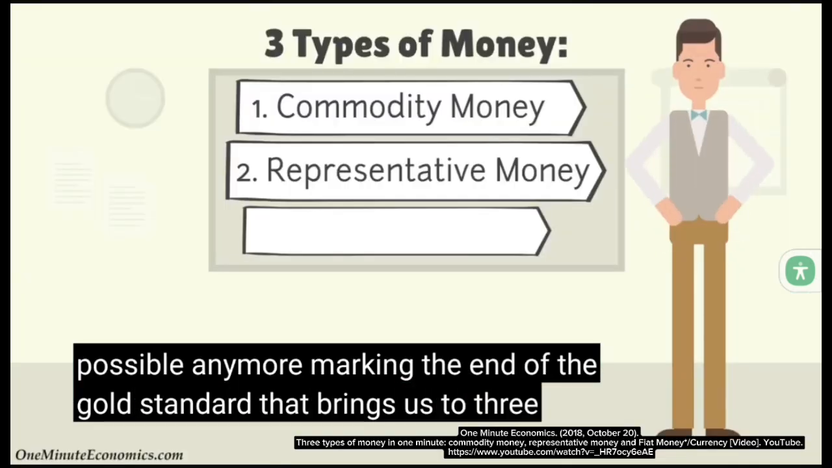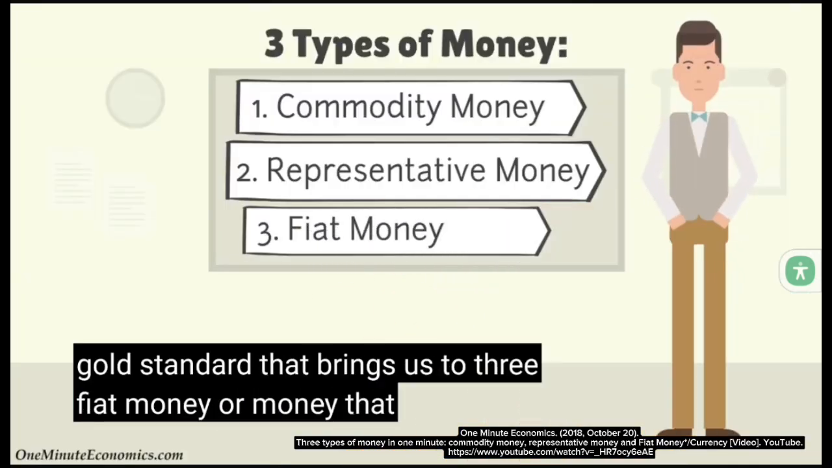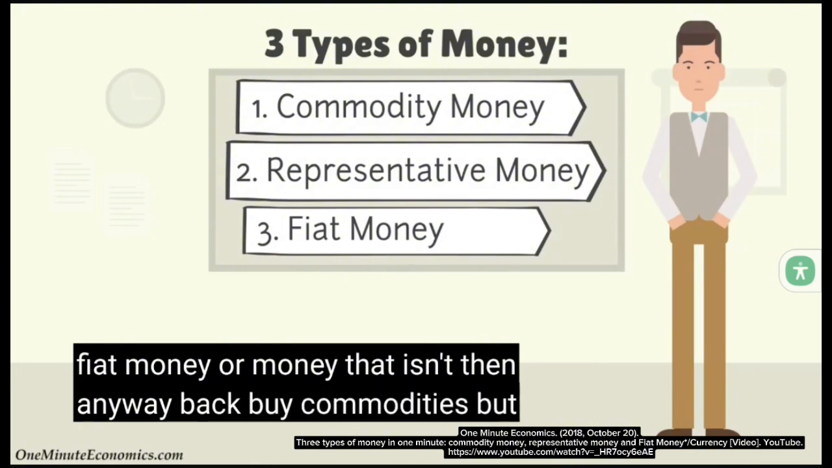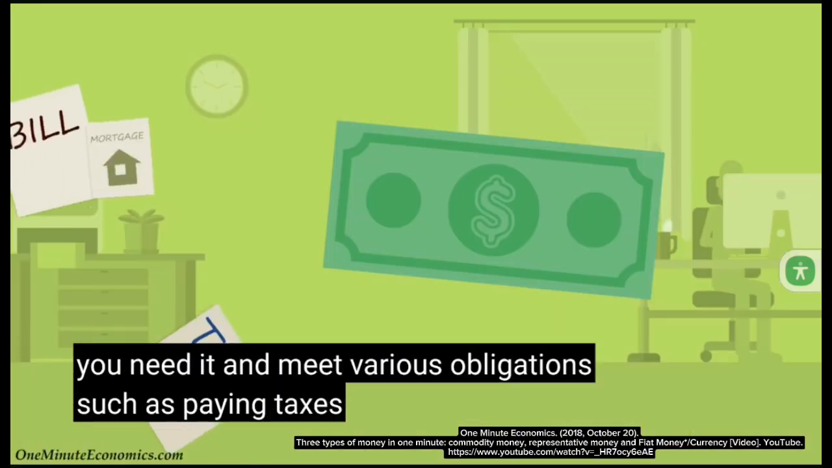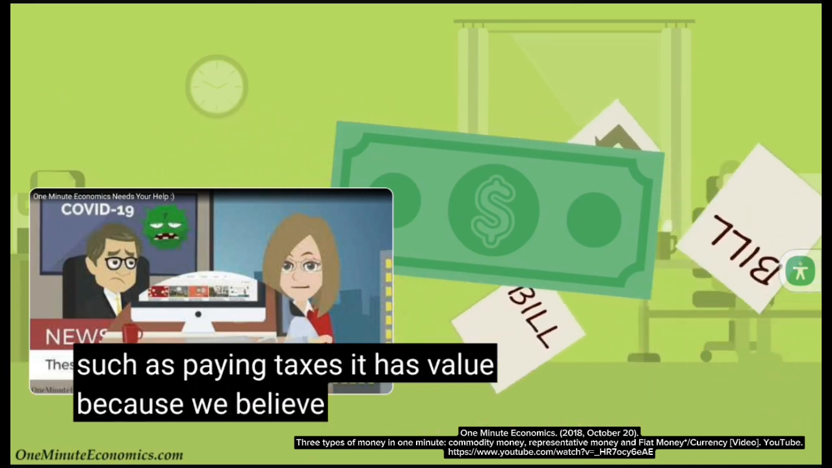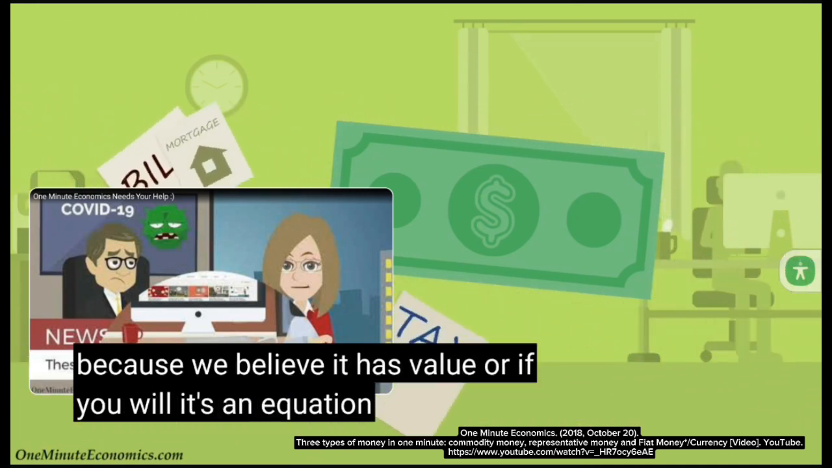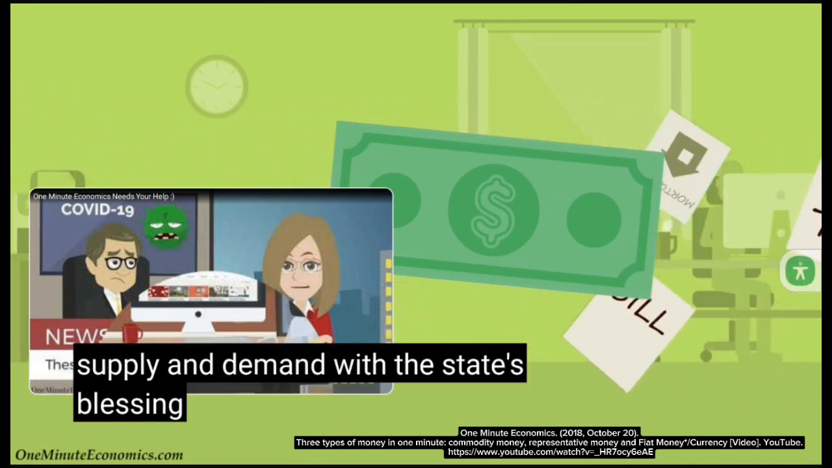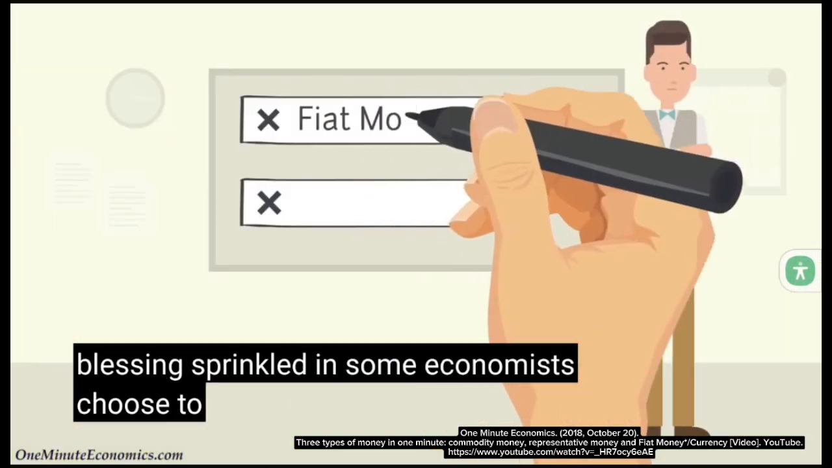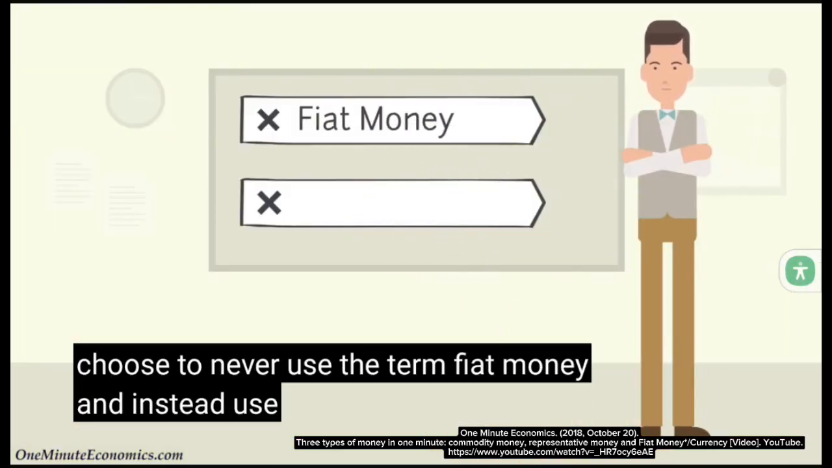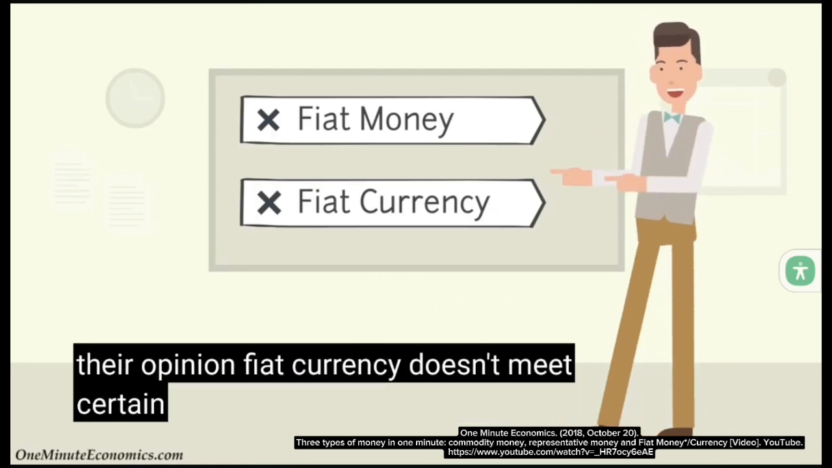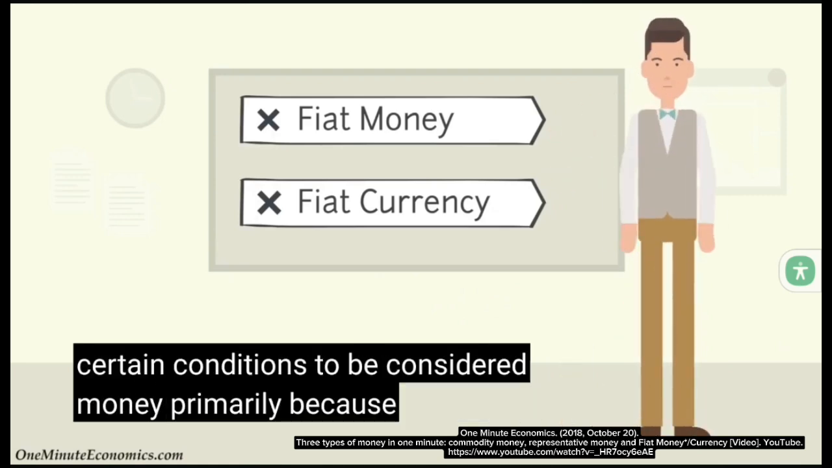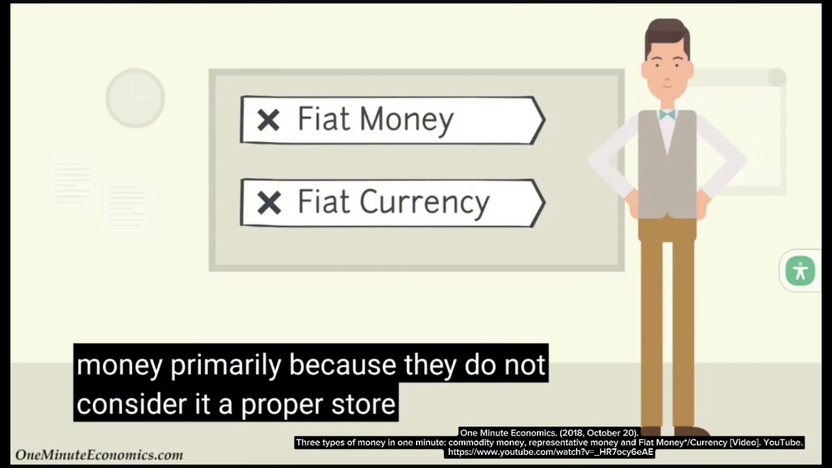That brings us to 3. Fiat money, or money that isn't in any way backed by commodities, but has been declared legal tender by the state, so you need it to meet various obligations such as paying taxes. It has value because we believe it has value, or if you will, it's an equation involving supply and demand with the state's blessing sprinkled in. Some economists choose to never use the term fiat money and instead use fiat currency, because in their opinion, fiat currency doesn't meet certain conditions to be considered money, primarily because they do not consider it a proper store of value.